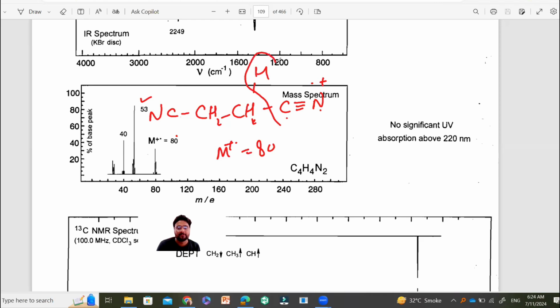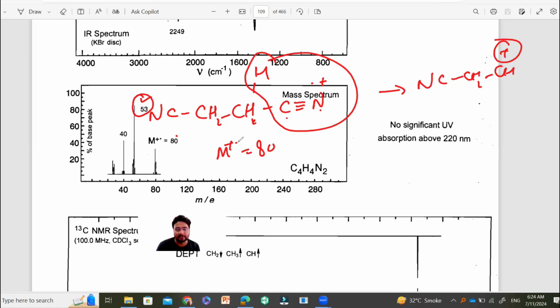If you remove this fragment from here, you will get this signal, NCCH2CH positive. This signal appears at m/z 53. Again, if you remove 1 more HCN, you will get a signal in the range of 40. So this is how you are going to explain the mass spectrum of this unknown compound.